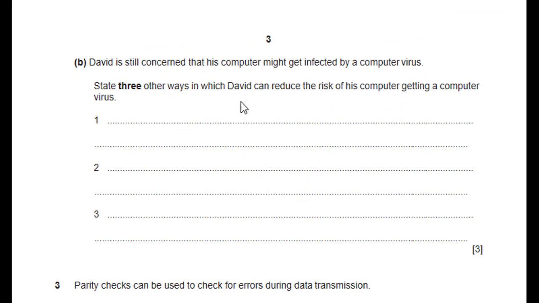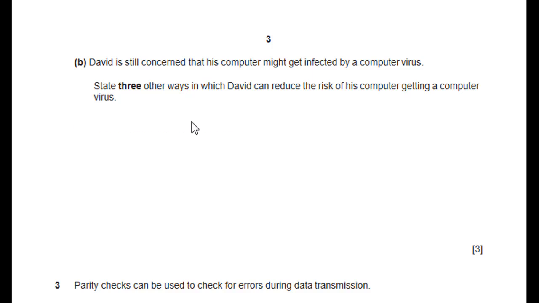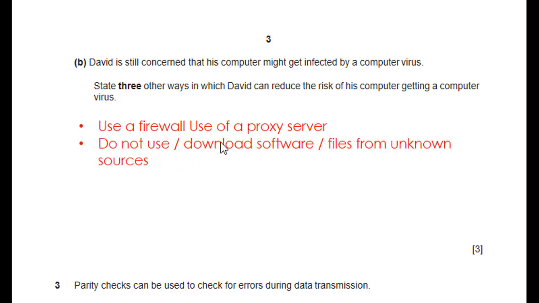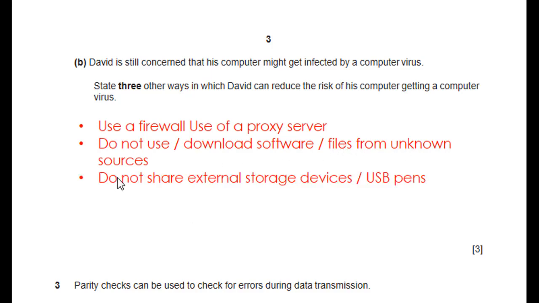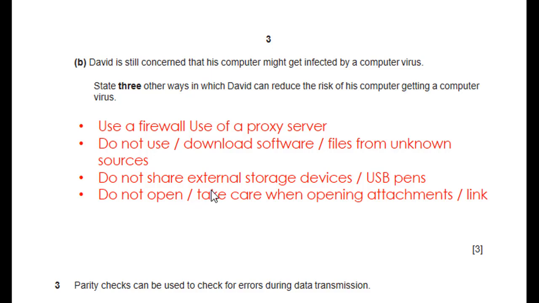Now we're going to look at some other ways that we can reduce the risk to a computer, or stop you getting a virus. So number one is to use a firewall, or we could use a proxy server. Do not download software or access any files from an unknown source. Do not share any external storage devices or USB pens because they could have a virus on them and you could transfer that to your device. Don't open any attachments, or take care. Think, is it from a known person?